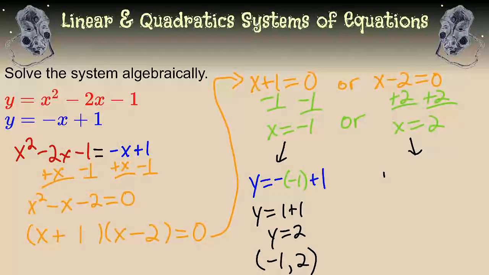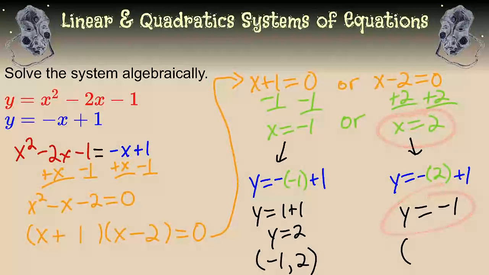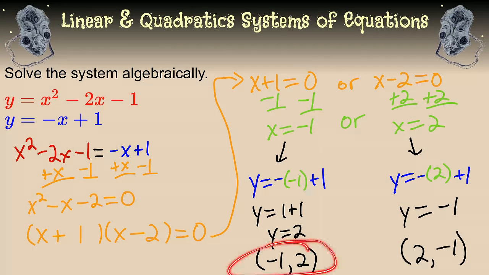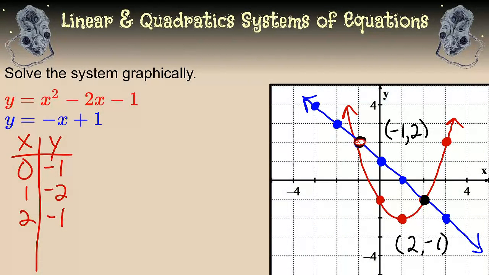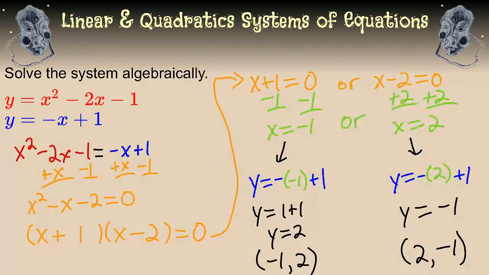In this case, whoops, y is equal to -2 plus 1. And that's just y is equal to -1. So our solution is x is 2, y is -1. So our two solutions are (-1, 2) and (2, -1). Yay, we got the same answer when we did it algebraically and graphically.